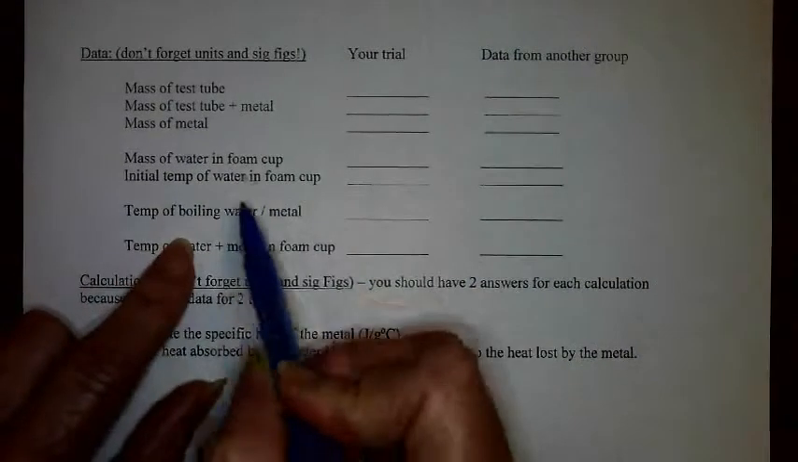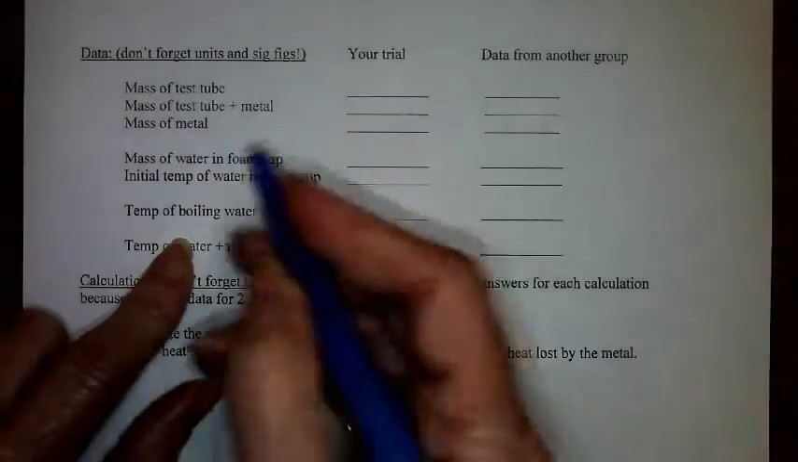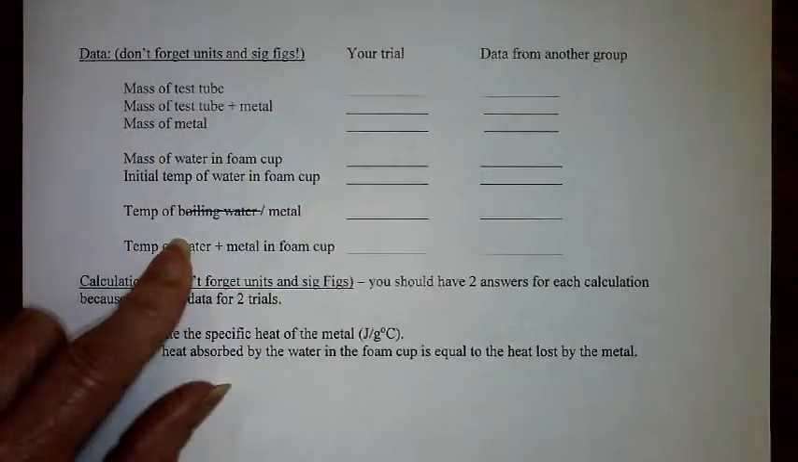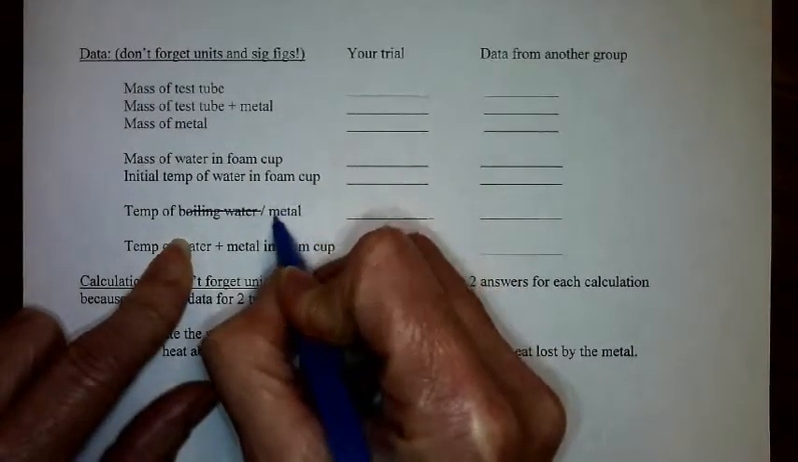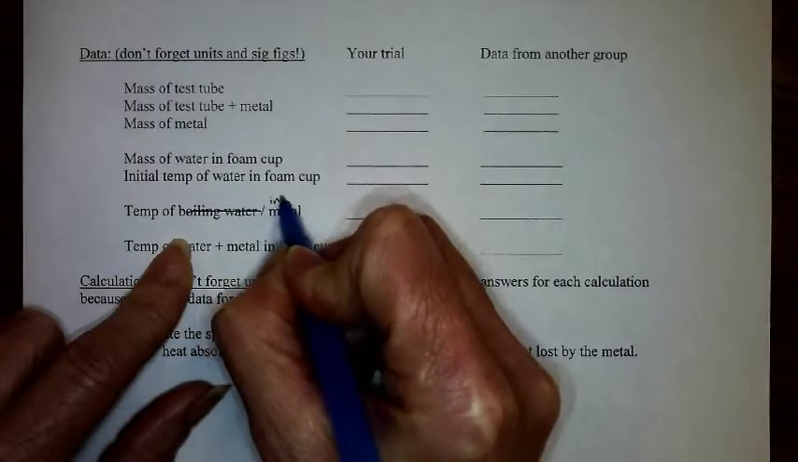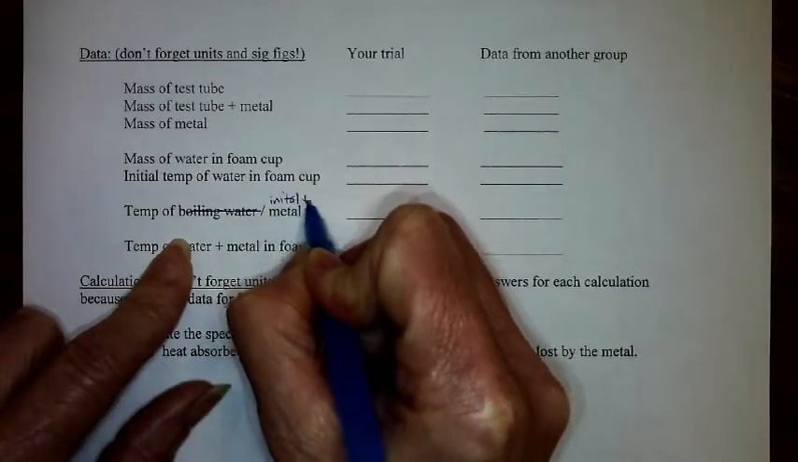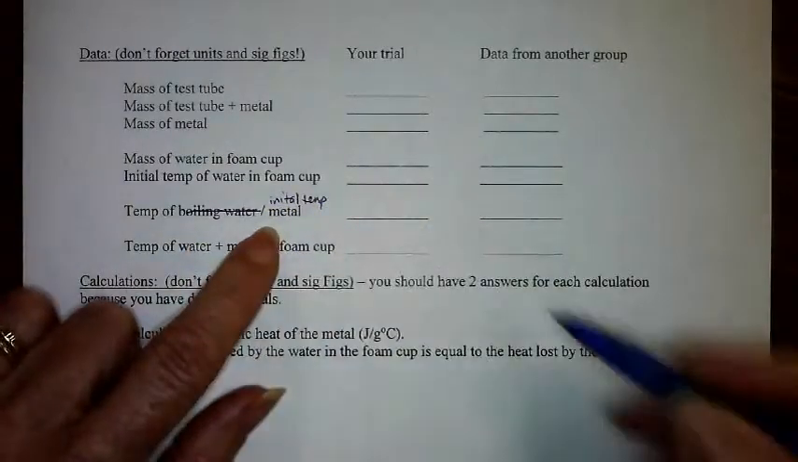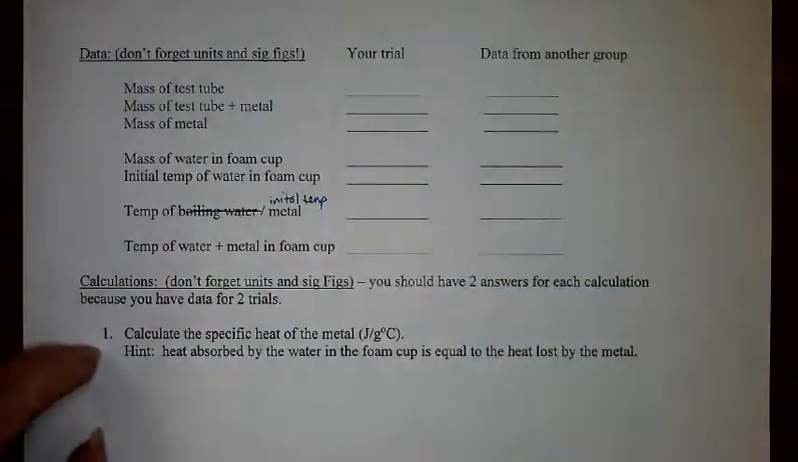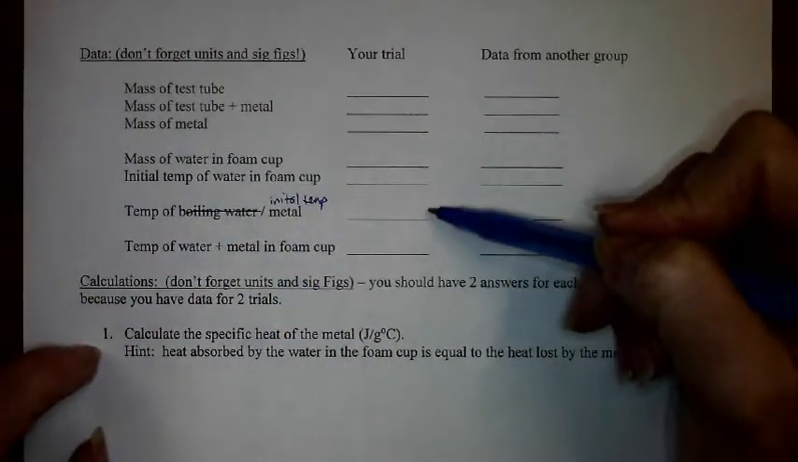You only use that boiling water in order to heat the metal. So we don't care about that water there. What we want here is the initial temp of the metal. So that was that high temperature of the metal. It should have been somewhere around 100 for your experiment.